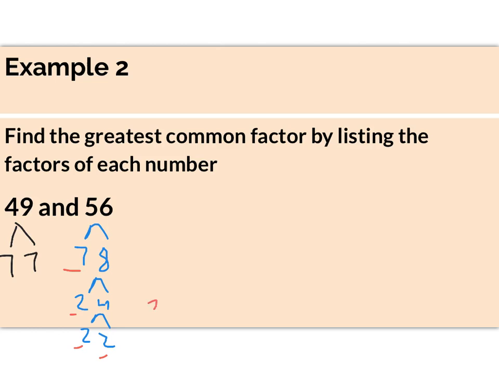And all of these numbers multiply to each other. And as you can see, the prime numbers, the greatest common factor of these two things is 7. So the greatest common factor of these two numbers is 7.